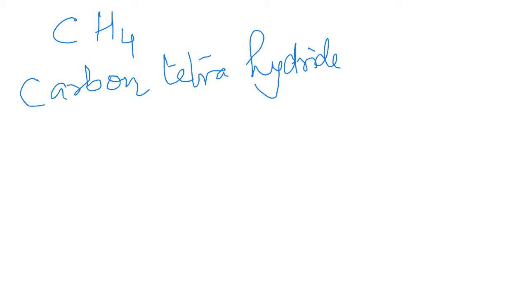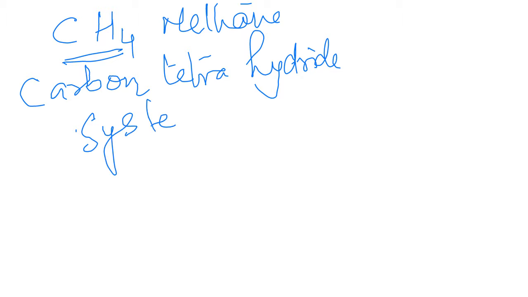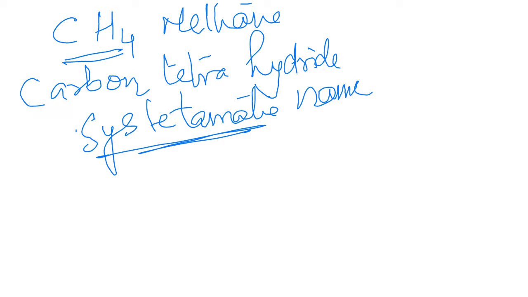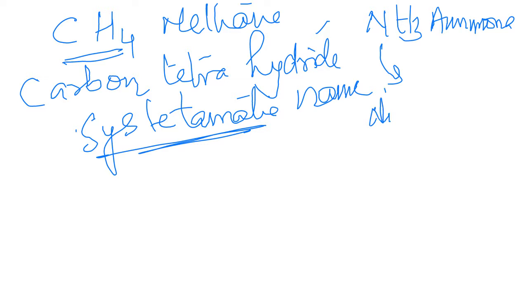Okay. Take any other. The common name is the same. This is the systematic name. Remember, systematic name. And the common name for NH3 is ammonia. And the systematic name is nitrogen trihydride.